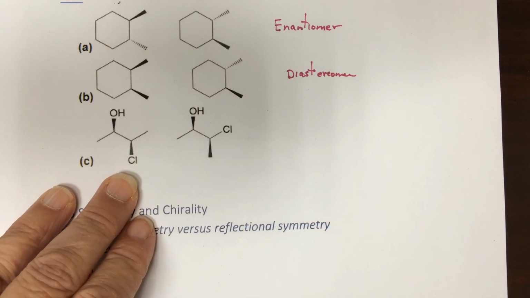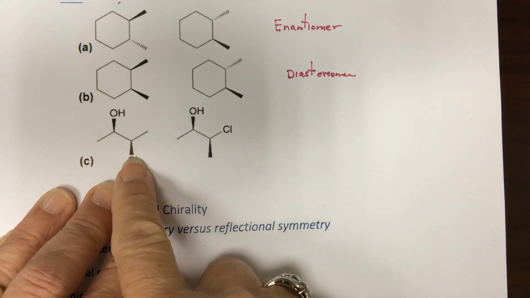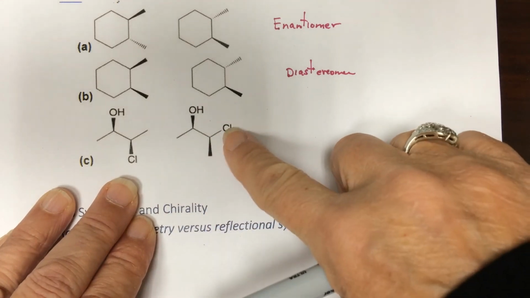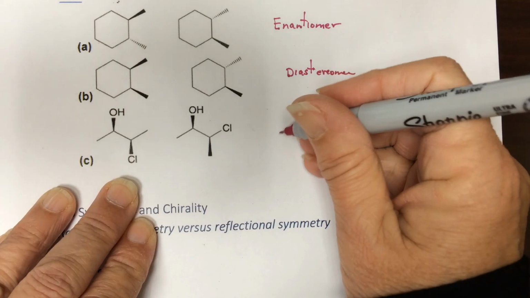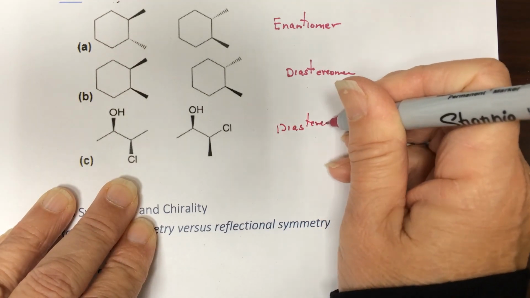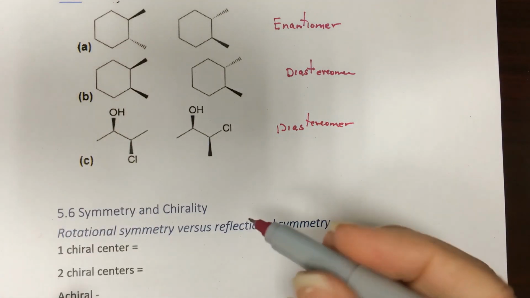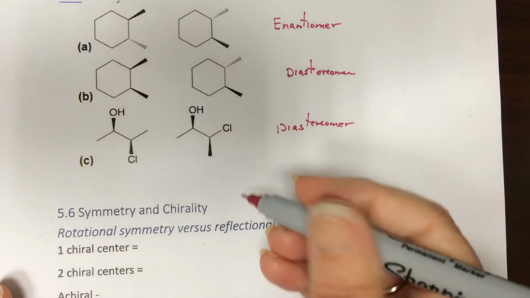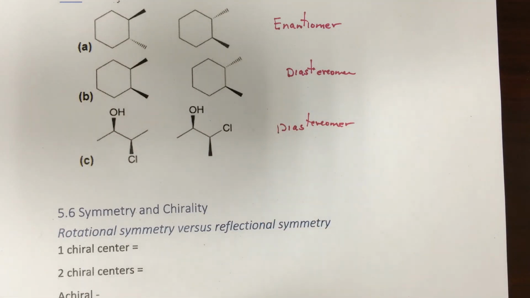If we look at this one, these are both up. Here the chlorine is switched, and so this is also a diastereomer. Because if you rotate that bond, the chlorine would be down when it's rotated.